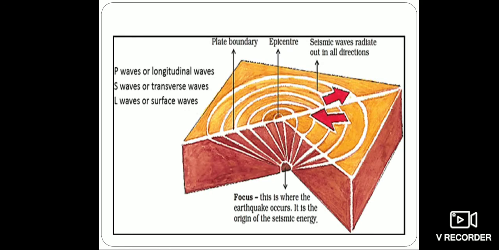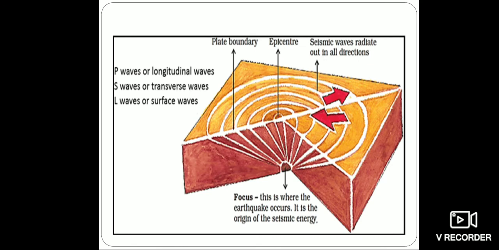As you can see in this picture, there are two tectonic lithospheric plates. One is moving toward the right, and the other one is moving towards the left. And the place where those two plates are colliding is the focus. This is where the earthquake occurs, and it is the origin of the seismic energy. What is seismic energy? The energy generated by the collision of the two plates leading to the earthquake is called seismic energy. And the epicenter is 90 degrees above the focus, on the surface of the earth, whereas the focus is deep down in the crust.